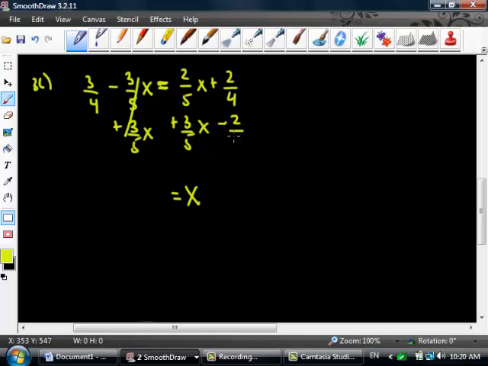At the same time, we're smart enough, we can do this. I can subtract 2 over 4 from both sides. And we've already got common denominators here. What is 3 over 4 minus 2 over 4? 1/4.